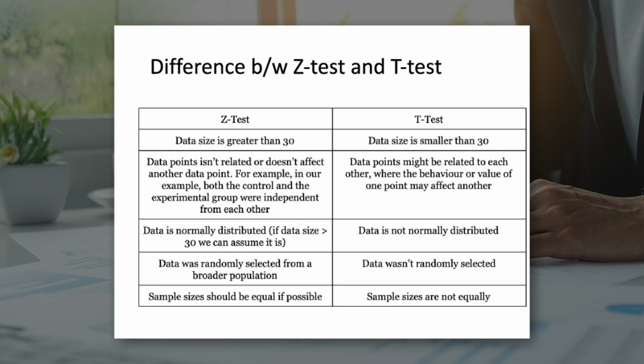So as far as Z test is concerned, data is normally distributed. If data size is greater than 30, we can assume it is. And data is not necessarily normally distributed as far as T test is concerned. And if we talk about the selection of the data, data was randomly selected from a broader population, and for T test, data was not randomly selected. So that is the reason we have distinguished between large sample and small sample. Z test always emphasizes the large sample, whereas T test emphasizes more the small sample. So sample size should be equal if possible, and sample sizes are not equal in some cases. So that is the thing.